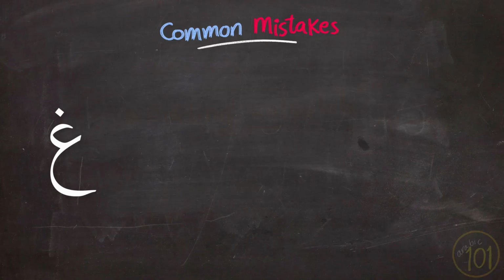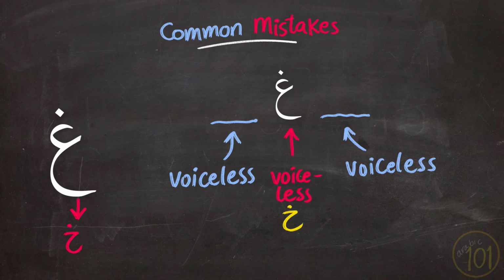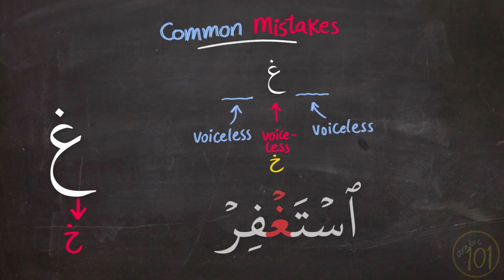The last mistake of ghain is mixing its sound with kha. When ghain is surrounded by voiceless sounds, some learners tend to make ghain also voiceless. The result is that it will sound more like kha rather than ghain, like in this word. Istaghfir.